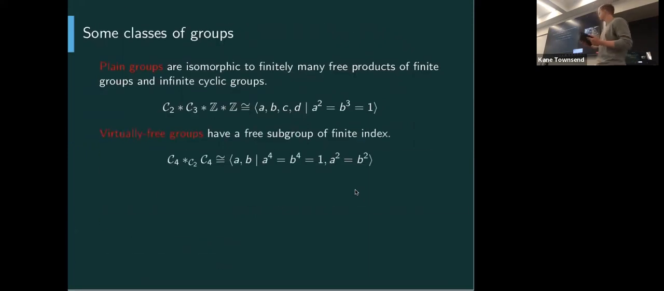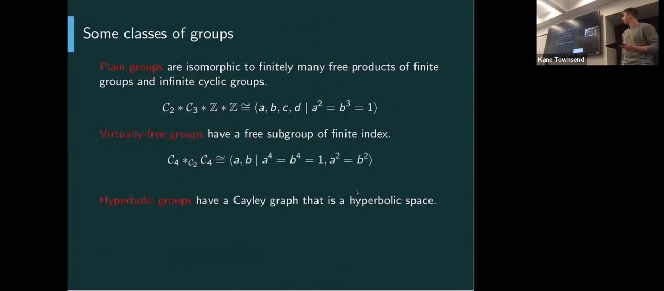Then we have virtually free groups. Virtually free groups, of course, have a free subgroup of finite index. And so that includes things like amalgamated products and HNN extensions with finite vertex group and edge group. And the other group we want to talk about is hyperbolic groups. The Cayley graph is the hyperbolic space.